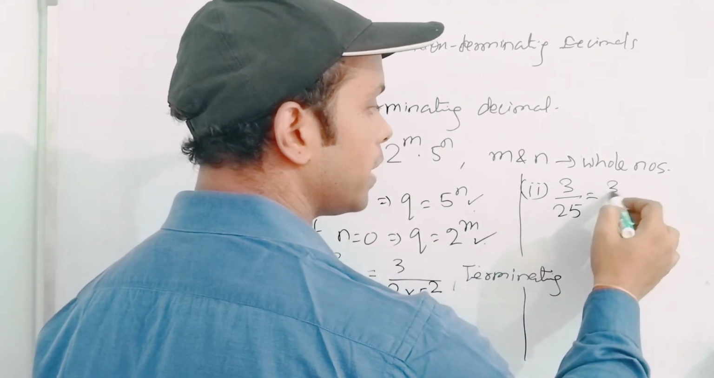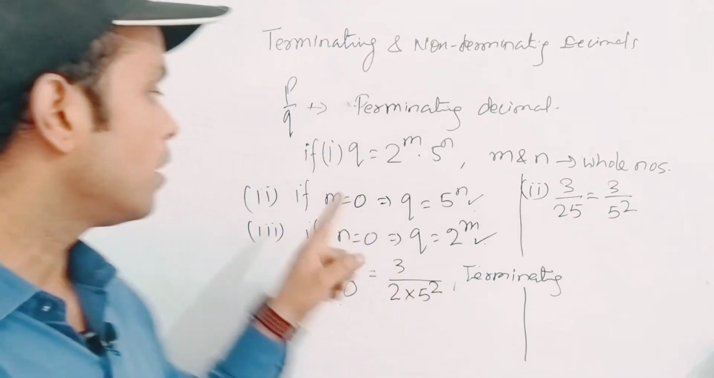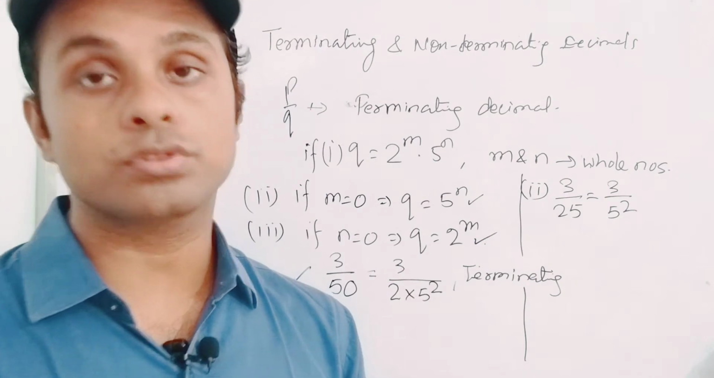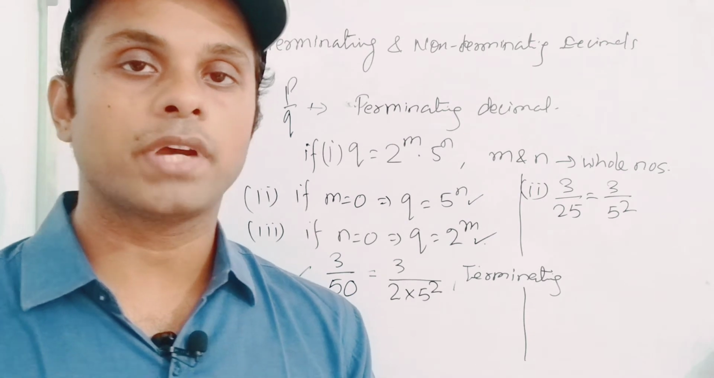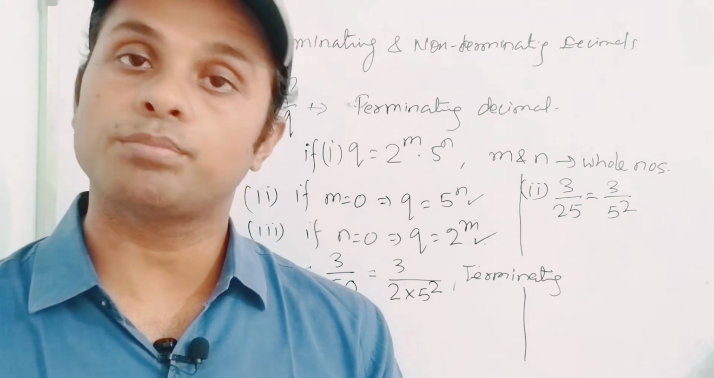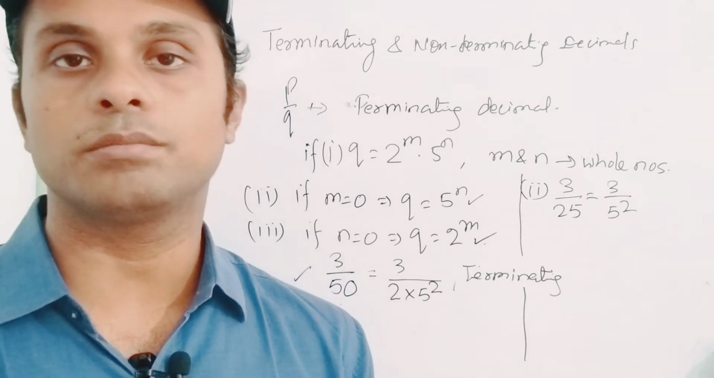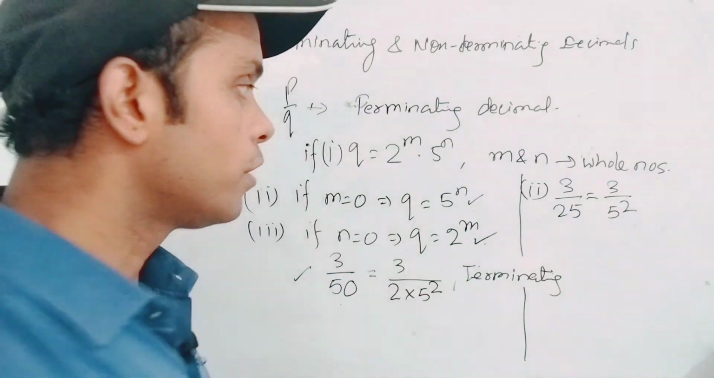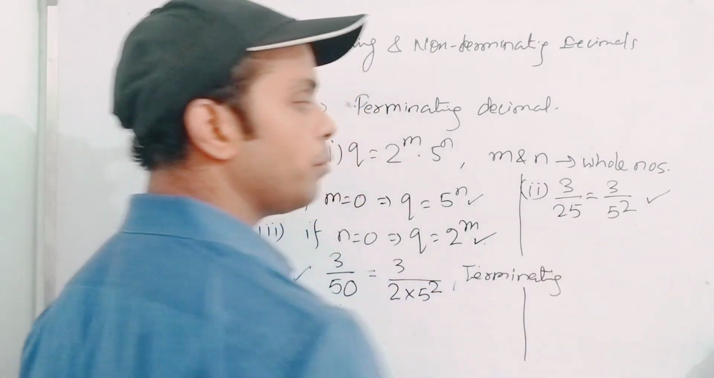Factorize the denominator, then you obtain 3 by 5 square. What I told you in the second case, the prime factorization of q may be only in terms of 5 also. So basically I want to say, if the prime factorization of the denominator is only in terms of 2 or 5 or both, that will always be a terminating decimal. No other factors are allowed except 2 and 5. So look, this satisfies the second condition. So this is also terminating.